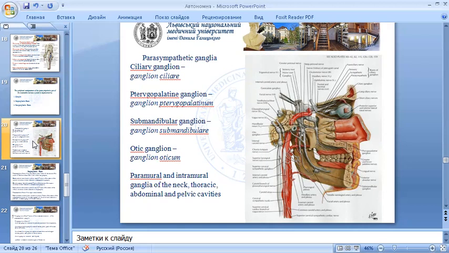which is related to the superior orbital fissure. The pterygopalatine ganglion, ganglion pterygopalatinum, is related to the pterygopalatine fossa. The submandibular ganglion, ganglion submandibulare, is related to the submandibular triangle of the neck. The otic ganglion, ganglion oticum, is related to the foramen ovale. And the rest are the paramural and intramural ganglia of the organs of the neck, thoracic, abdominal, and pelvic cavities.